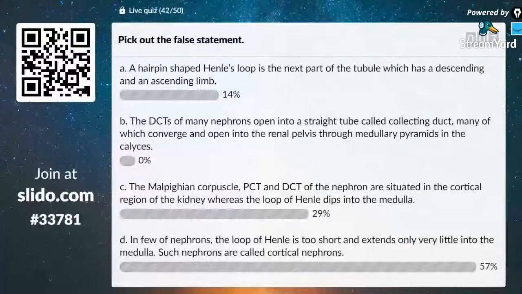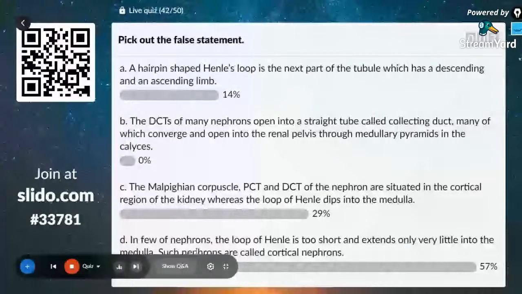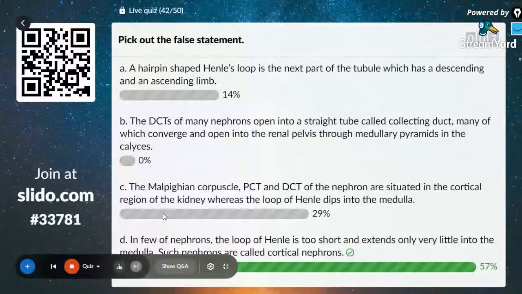The correct answer for the question is option D. In few nephrons, the loop of Henle is too short and it extends only a very little into the medulla. Such nephrons are called cortical nephrons. Next question on the screen.